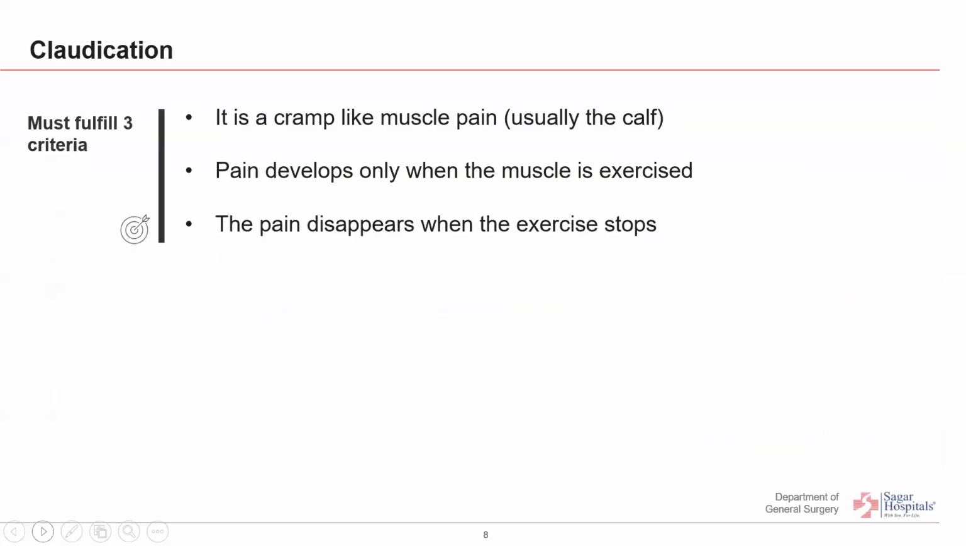Next, when you talk about claudication as such, it should fulfill 3 criteria. One thing is it should be a cramp-like muscle pain, usually in the calf, and this pain develops only when the muscle is exercised, and the pain disappears when the exercise stops. Why exactly this happens is because there is something called substance P, which gets accumulated because of this muscle activity, and substance P is the thing that will cause this pain in claudication.